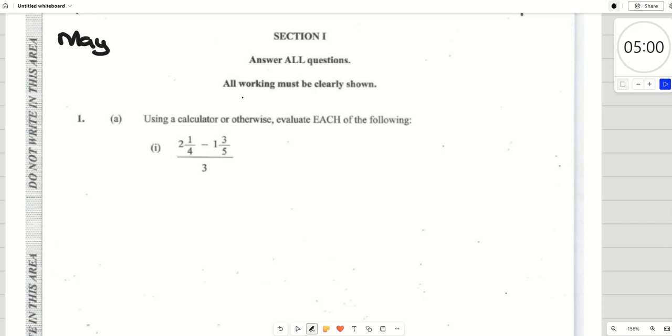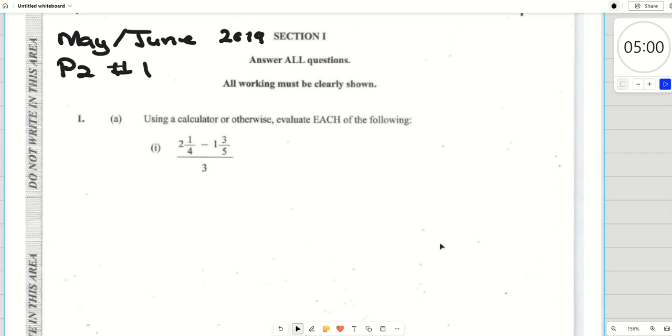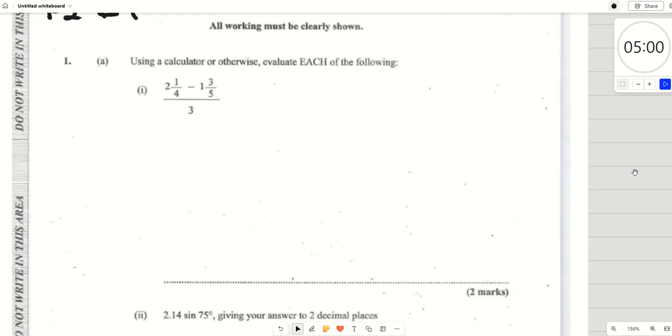Hi, good day. So today we'll be doing May, June 2019, paper 2, number 1. So let's look at the first question. The first question says use calculator, otherwise evaluate each of the following.